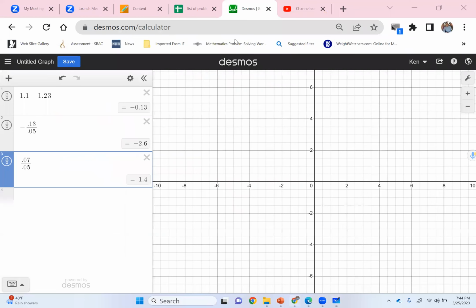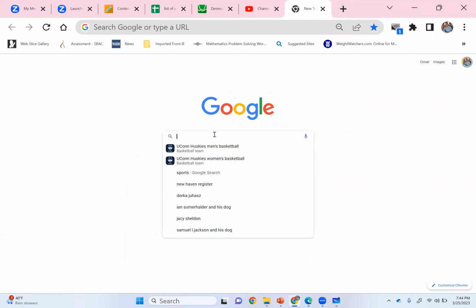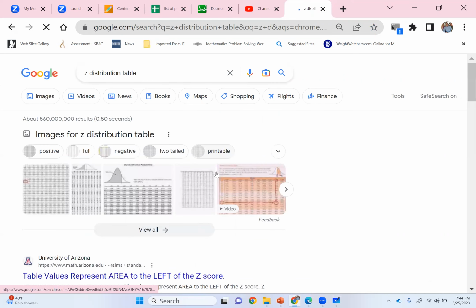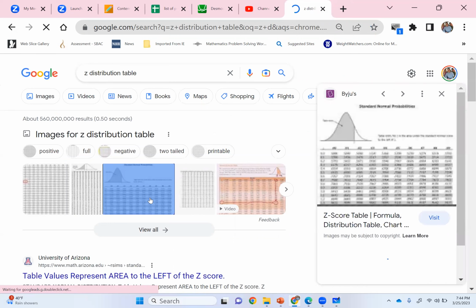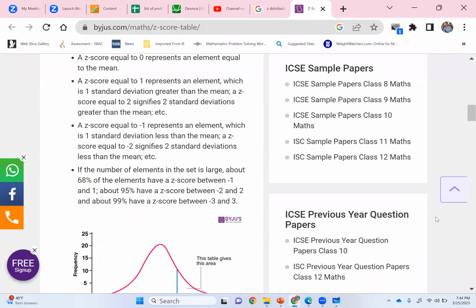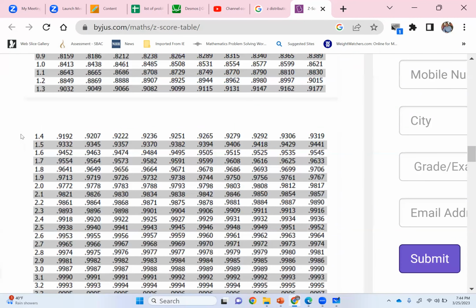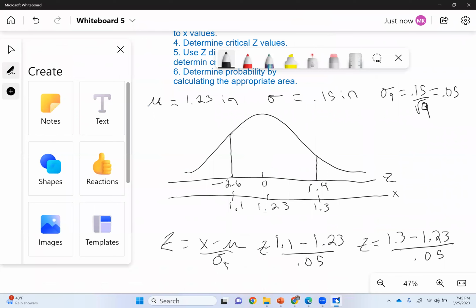So I'm going to go to my Google and Google Z distribution table. I should bookmark it by now. Like this one. Let's visit it. Okay, so I'm trying to find the area for 1.40. Here's 1.40. It's 0.9192. So this way we have 0.9192. And now we've got to find the area of negative 2.6.